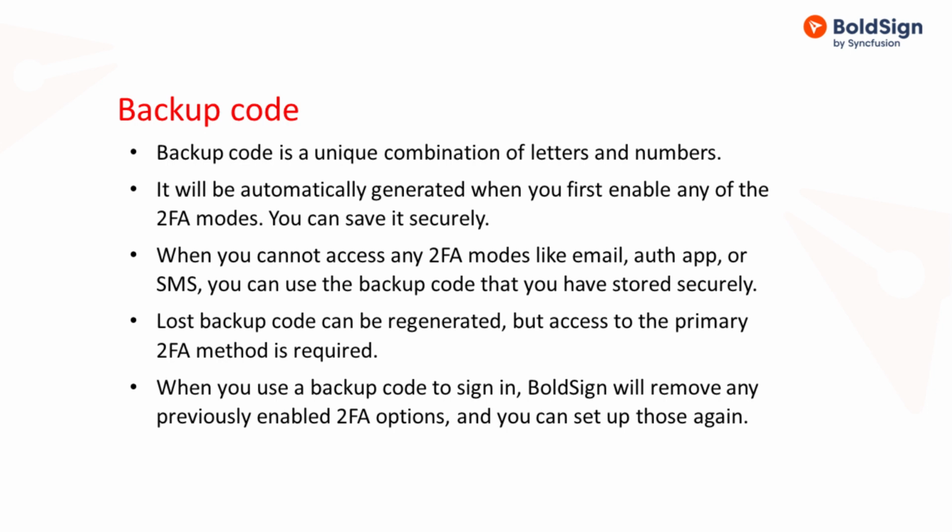When the primary 2FA methods become inaccessible or lost, you can use the backup code that you generated and stored securely to access the account. If you lose the saved backup code, you can regenerate it at any time, but only if you can access the primary 2FA method. Additionally, if a backup code is used to access the account, the added 2FA methods will be removed from the account. Therefore, the 2FA should be re-added.